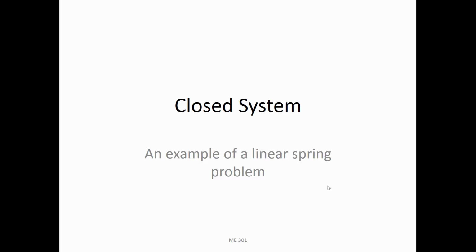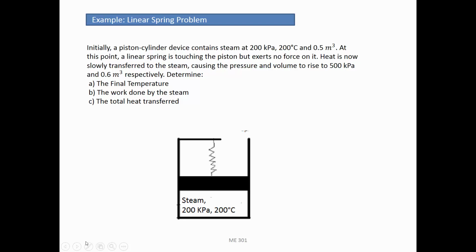Now let's take a look at an example of a linear spring problem. Initially, a piston cylinder device contains steam at 200 kilopascal, 200 degrees C, and 0.5 meter cube. At this point, a linear spring is touching the piston but exerts no force on it.